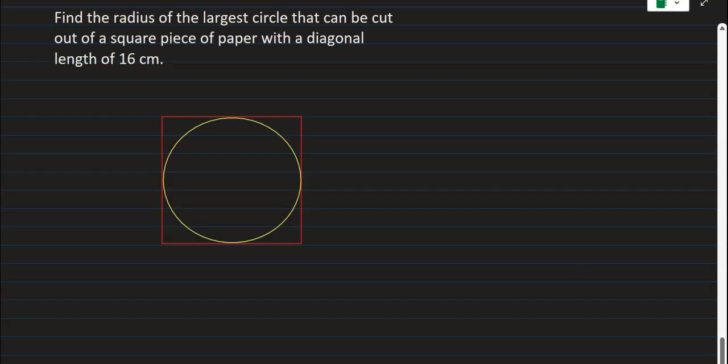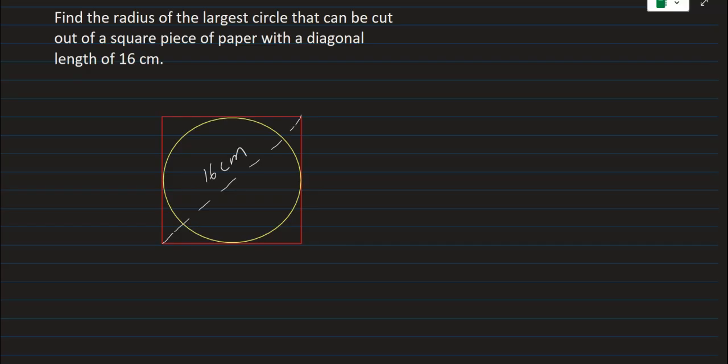And the first thing is that I'm going to show you the diagonal. So I'm going to do a freestyle diagonal right there. So this diagonal is 16 centimeters, and because it's a square, let's call this side x, and this side x. We don't know the side of this square, so we need to find the length of them.